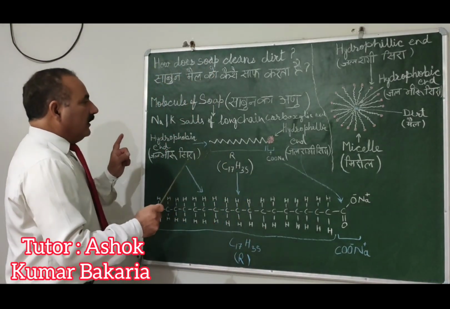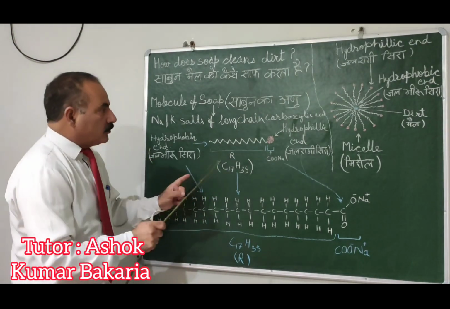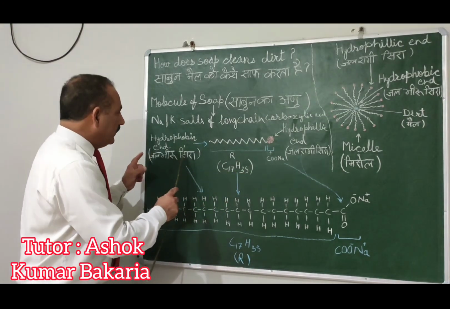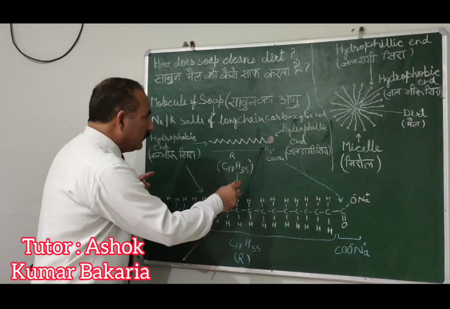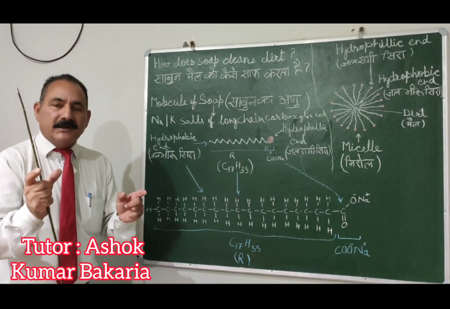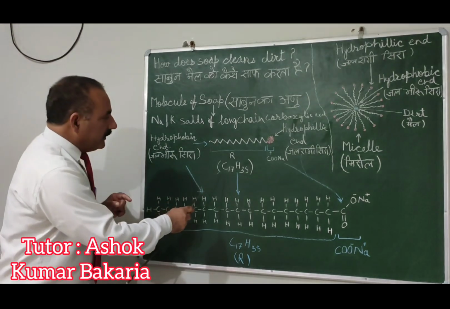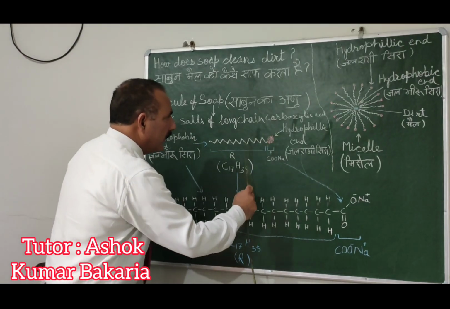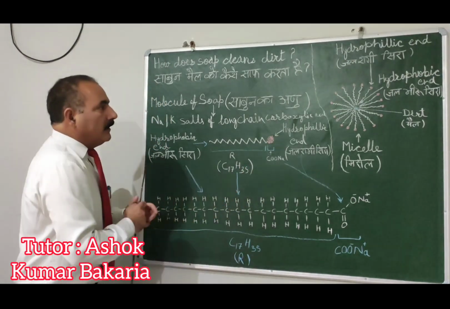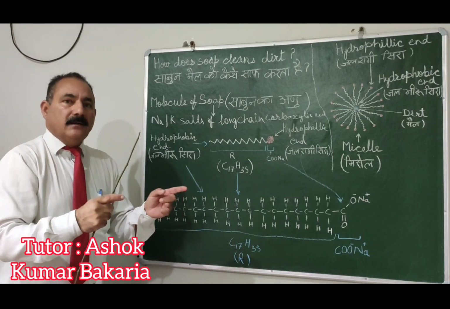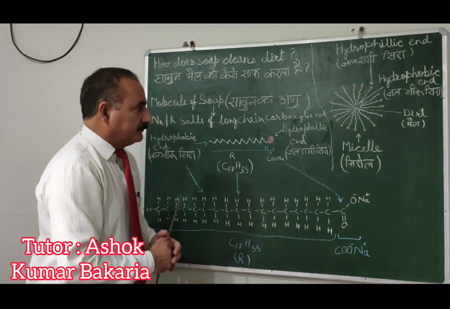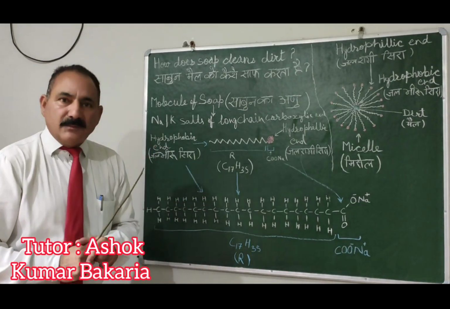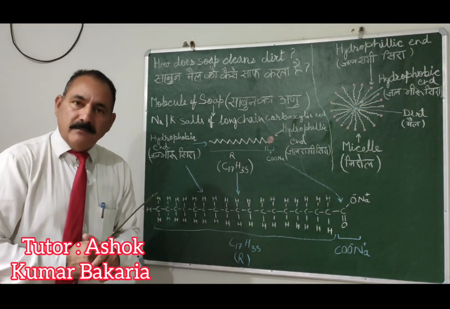Now we will see the structure of this soap molecule. You see, there are two ends, one is hydrophilic and other is hydrophobic. The hydrophobic end is made up of a long chain of hydrocarbon. Here it is, C17H35, and a hydrophilic end which is a carboxylic acid and the sodium, means the whole of the molecule is long chain carboxylic acid, salt of sodium or potassium.